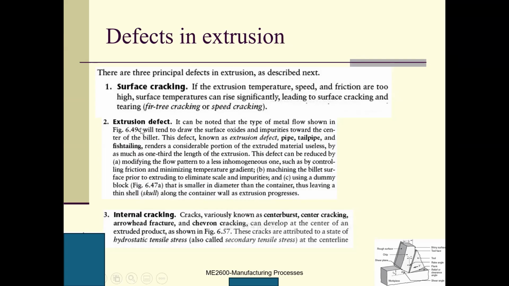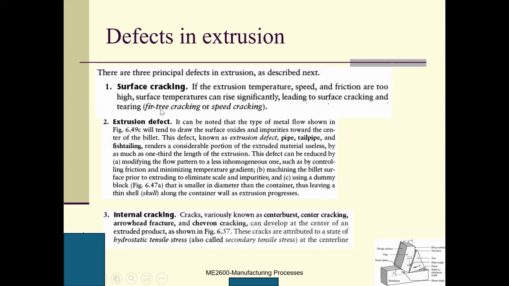So this is the second defect. And third one is internal cracking. Internal cracking is very, very difficult to control. So cracks, which we call the center burst or central cracking, arrowhead fracture or chevron cracking, can develop at the center of the extruded product. And these cracks are attributed to a state of hydrostatic tensile stress at the center line. Okay, so tensile stress is bad. If we have tensile stress, that might result in a crack.